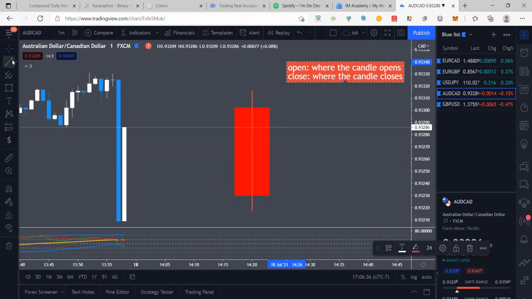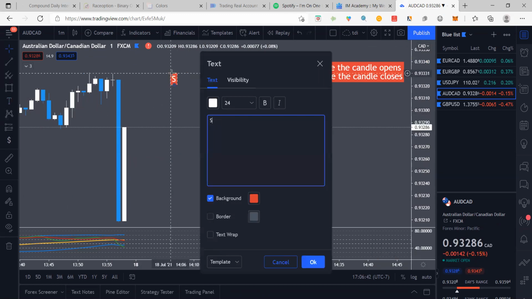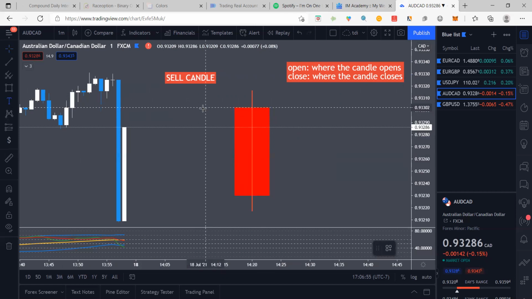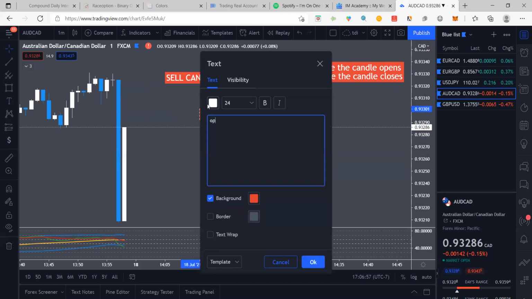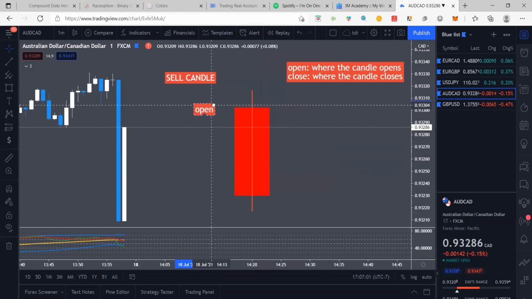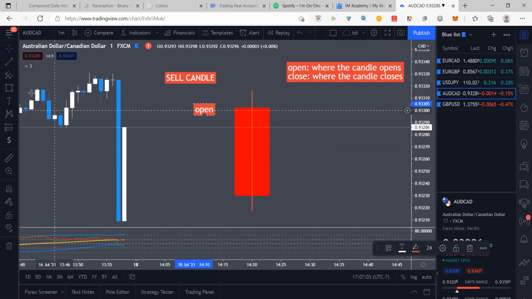So what you need to understand is, this is a sell candle, okay? This is a sell candle. The market opened up here at the top of the sell candle. This is where it opened, and this is where it closed.